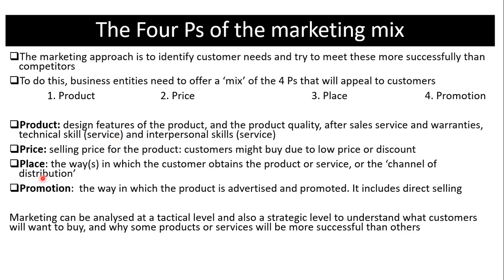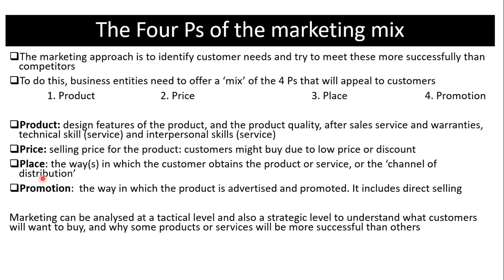Place. This is looking at how the customer would obtain the product or the service, or the channel of distribution of the product. Where can they get the product to buy? How can they access the product? Can they access it through the internet? Do they have to go to the shops to be able to obtain these products? Can it be delivered to them wherever they are, and so on and so forth? This is what is addressed by the 3rd P.